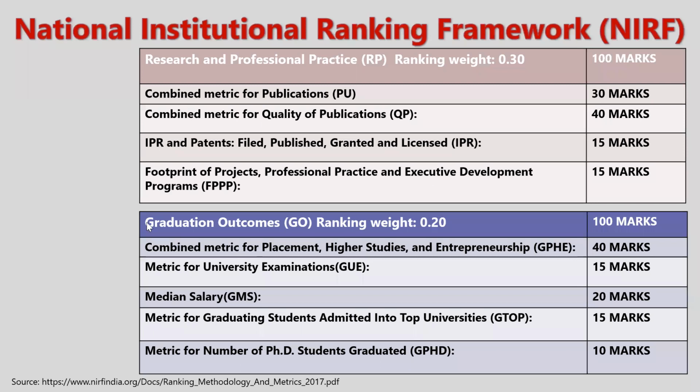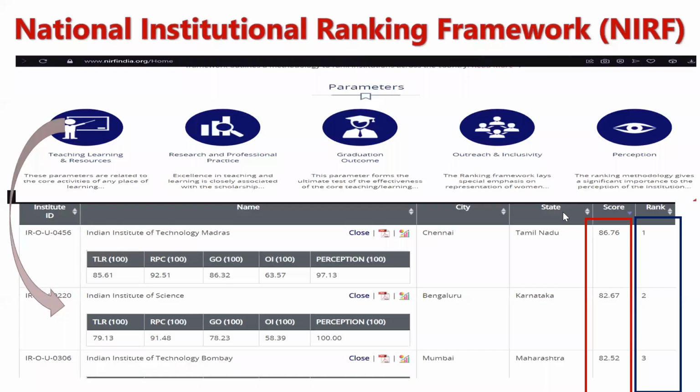So how does this help in the ranking? In this, you see the 2021 NIRF ranking chart. In this, IIT Madras got the maximum score. In that, you see 86.76, and it ranks 1. So, like this, any institution will get the score and the rank.